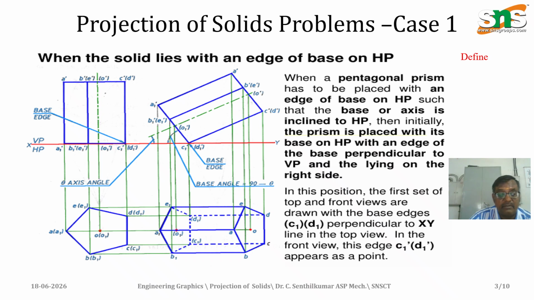From the examination point of view, they will not give marks for this. It is like a formula. So we have to draw this. Then after drawing this only, we go for the final front view and final top view. The marks will be given for the final front view and top view.